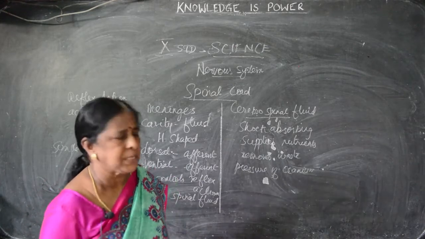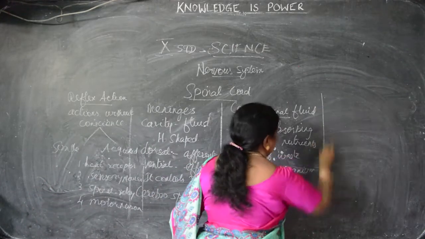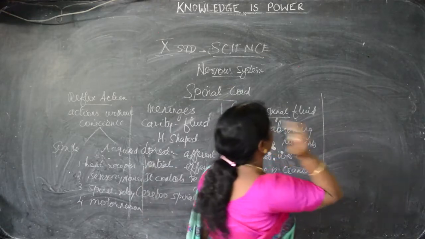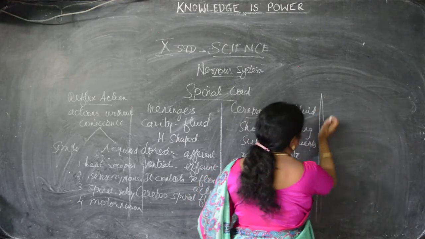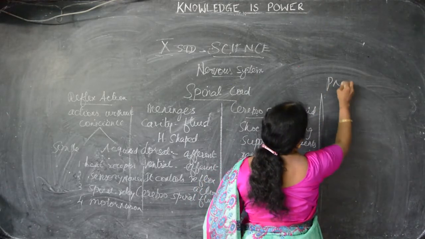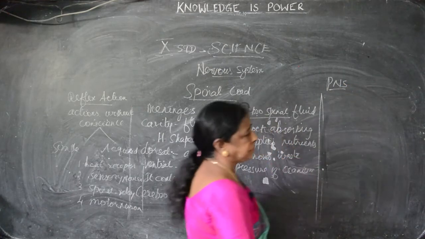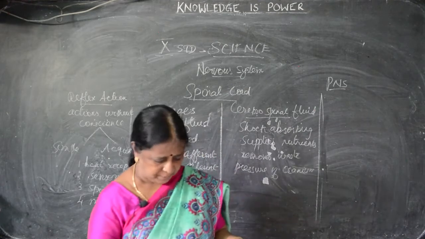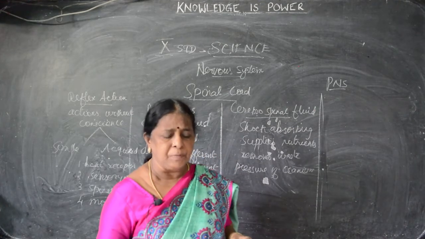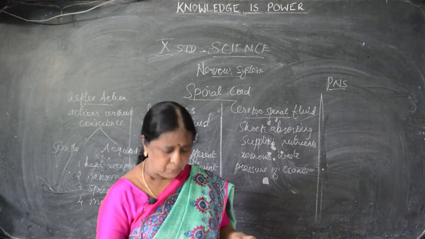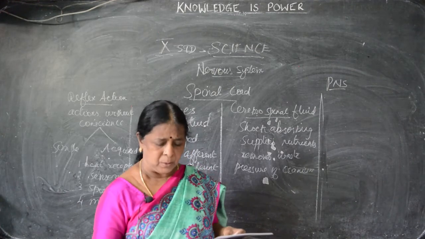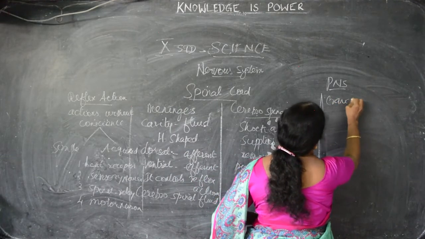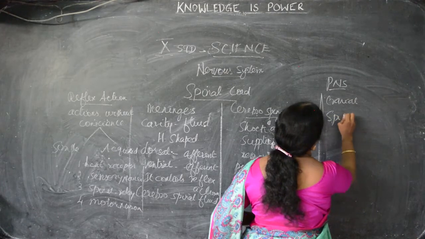Next, what's the system? Peripheral nervous system, that is PNS. Already we have seen the central nervous system, which occupies the biggest part. Now the next one is the peripheral nervous system, that is PNS. It's formed by the nerves arising from the brain and spinal cord, only from the brain and spinal cord. It's otherwise known as cranial nerves and spinal nerves. So the peripheral nervous system consists of cranial and spinal nerves.